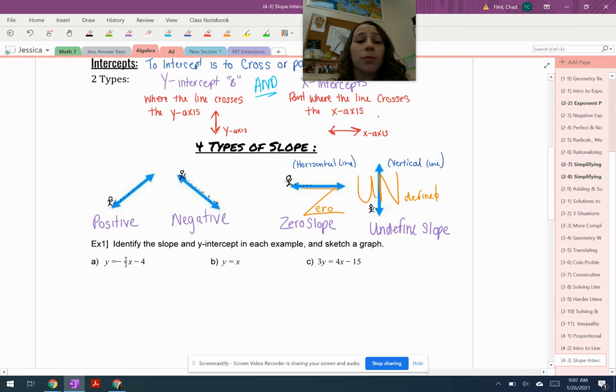All right, so 4 types of slope: positive, negative, 0, and undefined. There should be a D at the end. Undefined slope.